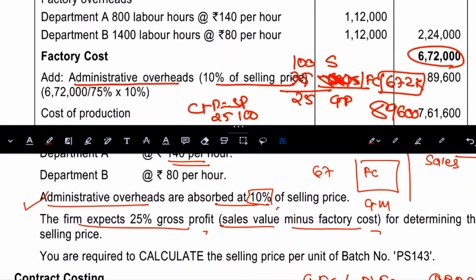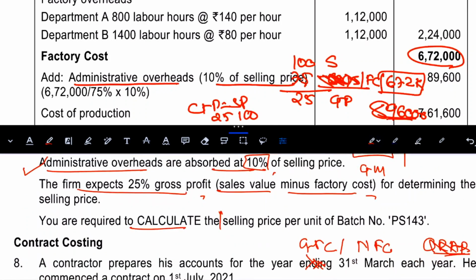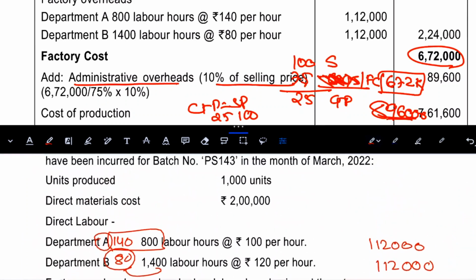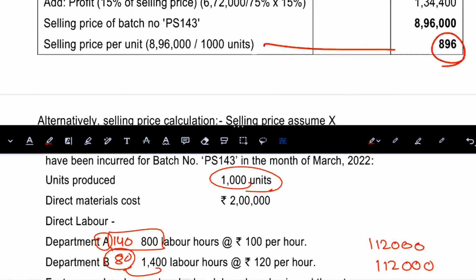Everybody gets that? Acha, what are they asking in the question? Calculate what? Selling price what? Per unit. एक unit का they are asking. This is the total value, sir. 8,96,000. Sir, how many units? 1,000. Divide by 1,000. Hello. 896. आगे का ठीक है. You just see this answer. 896. Did you get this? Everything you can get then. This is what they were asking. Any confusion? Pakka clear? Done with this question.